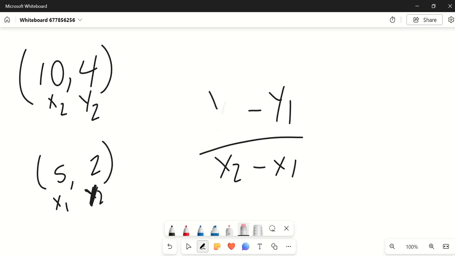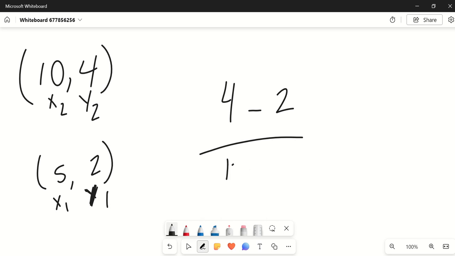y2 is 4 minus y1, which would be 2. And then x2 would be 10 minus x1, which is 5. When we do this, 4 minus 2 is 2. 10 minus 5 is 5. So we still ended up with our first one. I can't really simplify, well, I can if I divide them both.